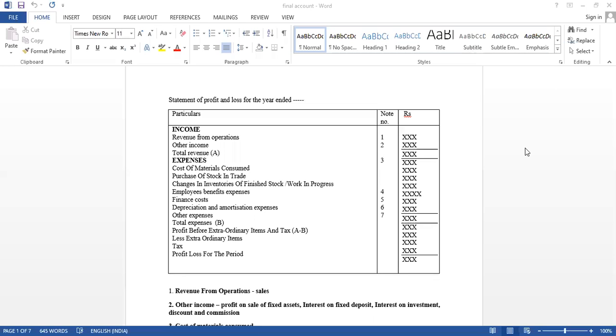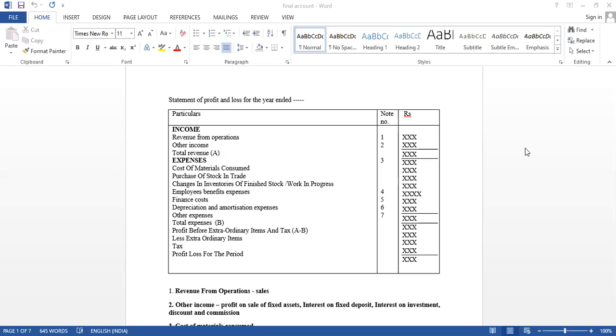Good morning to all. Now I explain the subject, corporate accounting. The unit name is company final accounts. The company final accounts consist of two statements. What are the two statements? One is the statement of profit and loss account and another one is the statement of balance sheet.